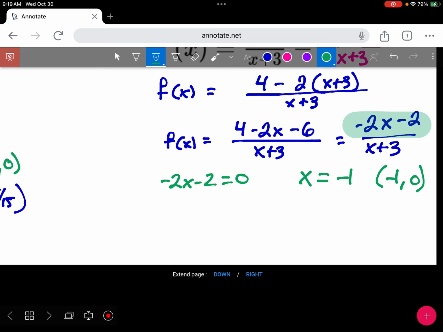We will, to find our y-intercept. Substituting 0 in for x is when we get our y-intercept. Our x-intercept comes from when our numerator equals 0. So we're going to do both. So to get our y-intercept, that's when I take my whole function and substitute in 0 for x.